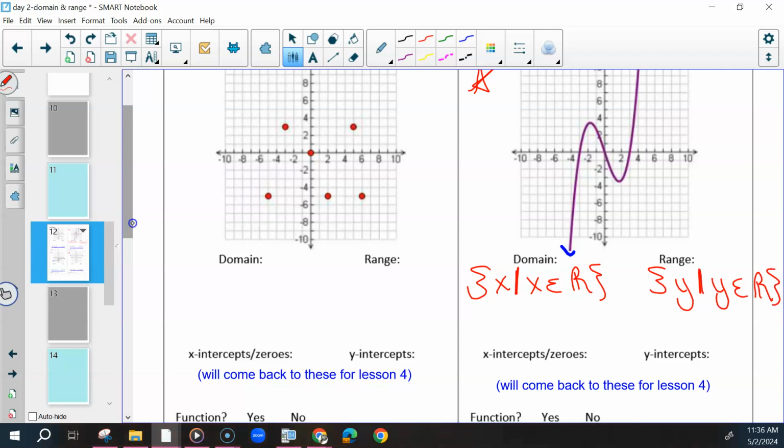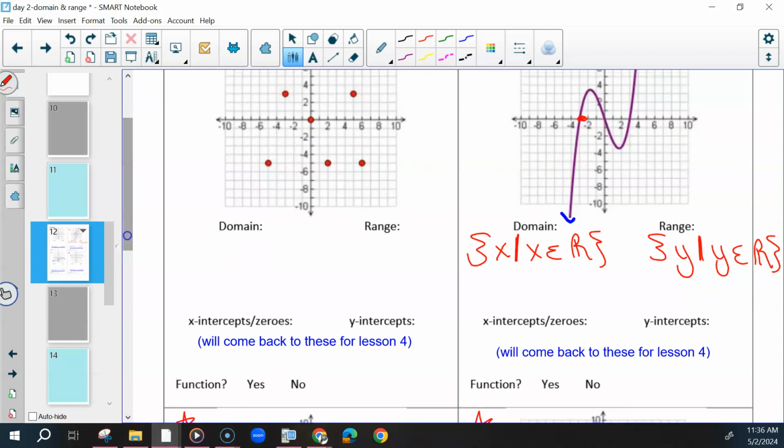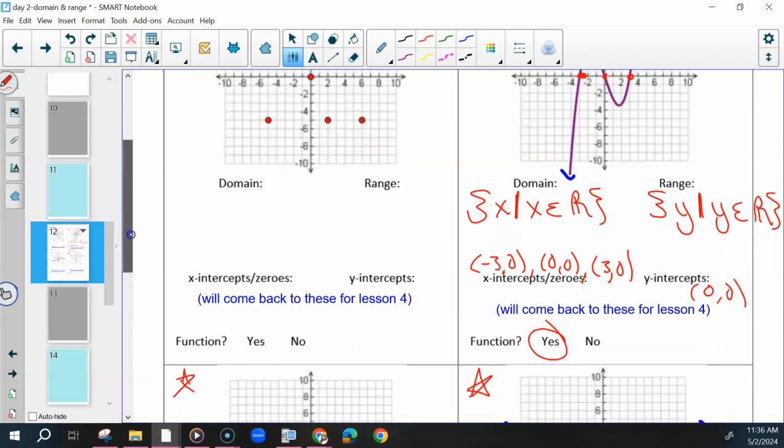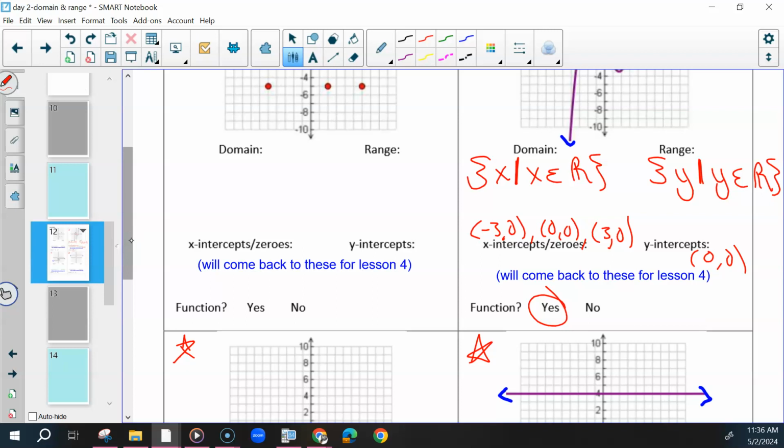X-intercepts? -3 and 3. And then y-intercepts? 1.9. Is this a function? Yes, it passes the vertical line test. Questions on that one before we do this next one? Okay.